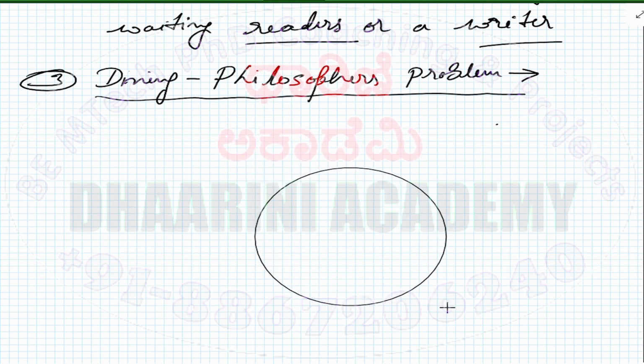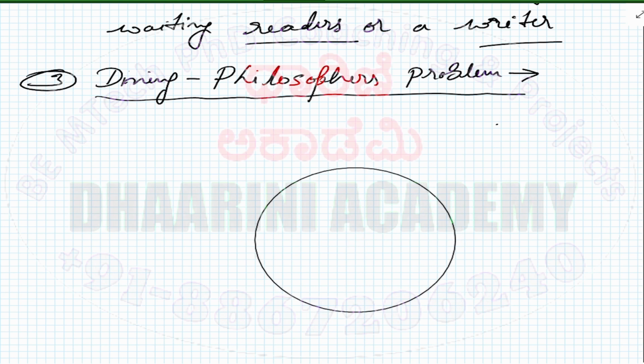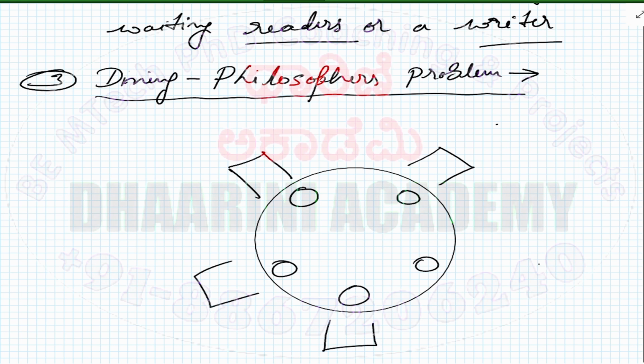So there is a round table, and let us say that we have maybe this is 1, 2, 3, 4, 5. Okay, and we have some chairs. 1, 2, 3, 4, 5.